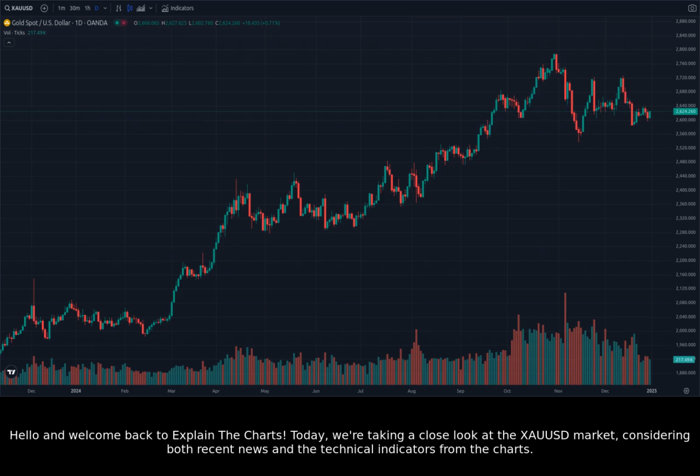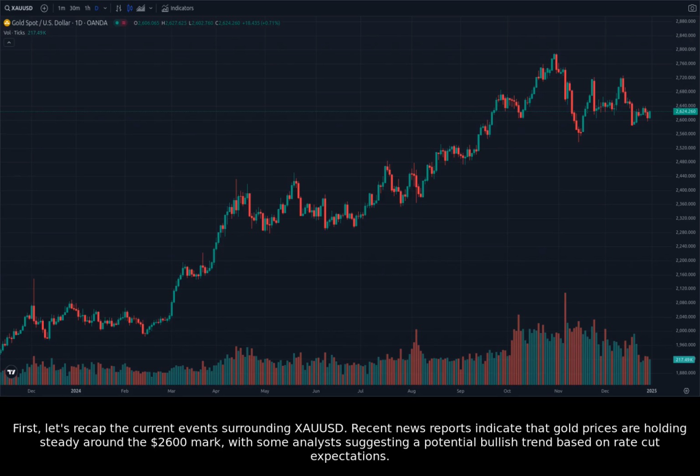Today, we're taking a close look at the XAUUSD market, considering both recent news and the technical indicators from the charts. First, let's recap the current events surrounding XAUUSD. Recent news reports indicate that gold prices are holding steady around the $2,600 mark, with some analysts suggesting a potential bullish trend based on rate cut expectations.